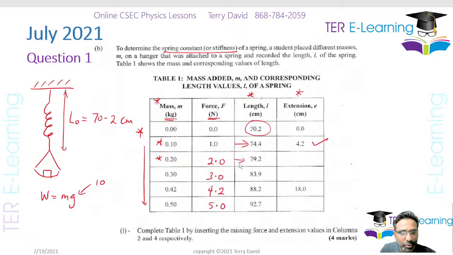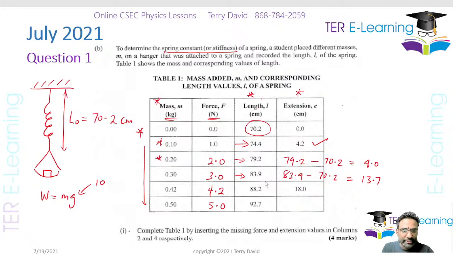So the next one now, if you want to work out the extension, we need to take 79.2 and subtract my original length, which is 70.2, right? So 79.2 minus 70.2, and you're going to get 9.0 centimeters. So my extension here is 9.0. I don't need to put the centimeters here, just 9.0. For this one now, we're going to take 83.9 and subtract the 70.2. So 83.9 minus 70.2, and you're going to get 13.7. So this here is 13.7, right?